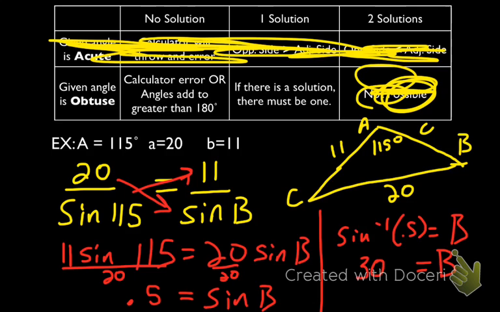Yeah, 30. I did the first step and I didn't get an error or angles that add up to greater than 180, right? 115 plus 30 is 145. Perfect. That means it can't be this box. I must be in this situation. If I'm in this situation, I can keep going. I can go find angle C and then side C and finish solving this using the law of sines. Just keep going.